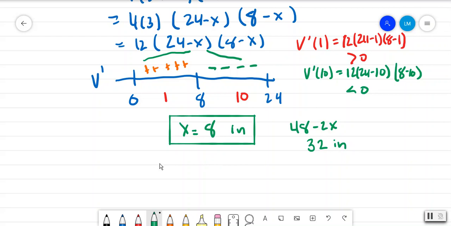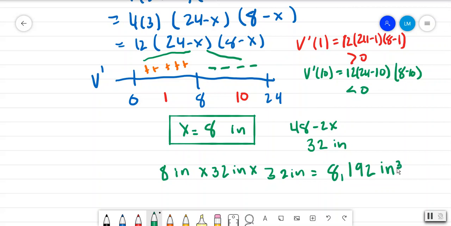So what that tells you is that you're going to take 8 inches by 32 inches by 32 inches. Now, what that should give you is somewhere in the 8,000s. So 8 times 32 squared should give you a largest volume of 8,192 cubic inches. And then that's it. Okay, so that was actually not too bad.